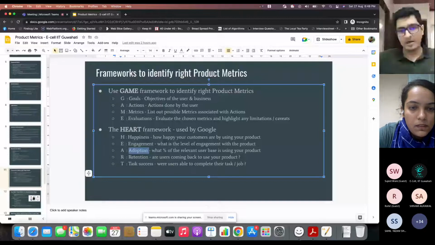And why this matters is, for example, you will be owning a small product within a larger product. If you are owning a filters product in a larger e-commerce app, then you would want more and more people to start using filters, so that their product purchase journey is much smoother. So you will track adoption.